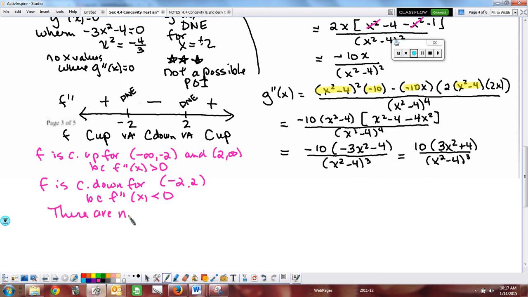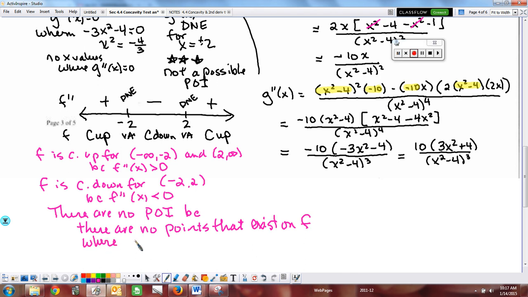There are no points of inflection because there are no points that exist on f where f double prime of x switches signs. Notice you're going to be tempted to say switches concavity there, but remember this is AP Calculus and you must give a calculus reason.